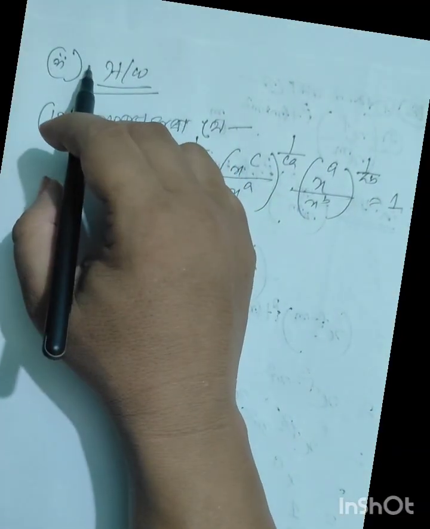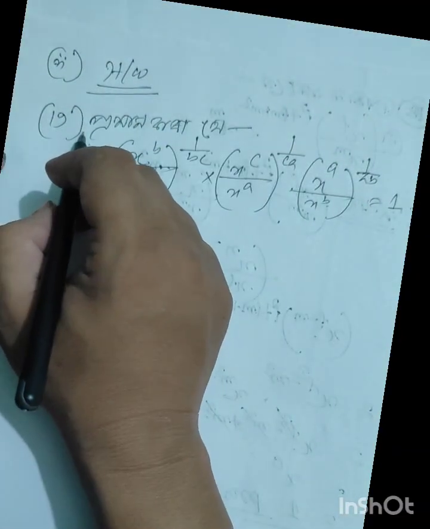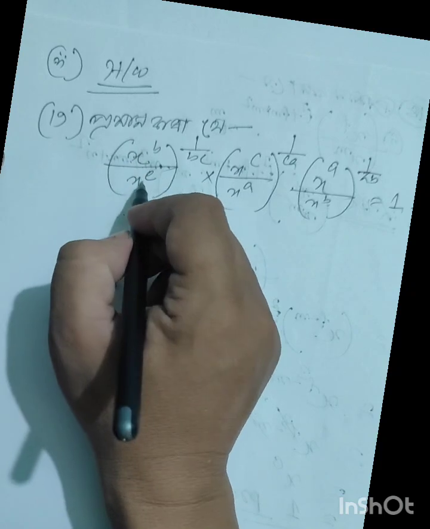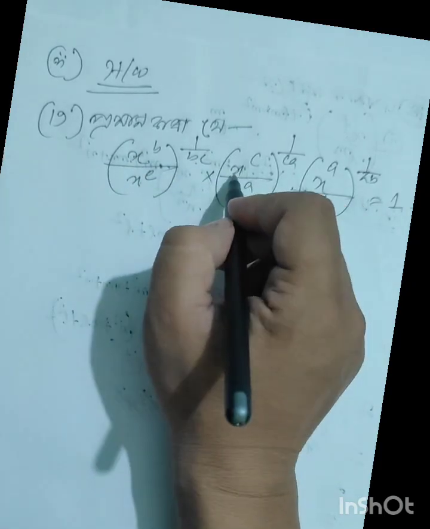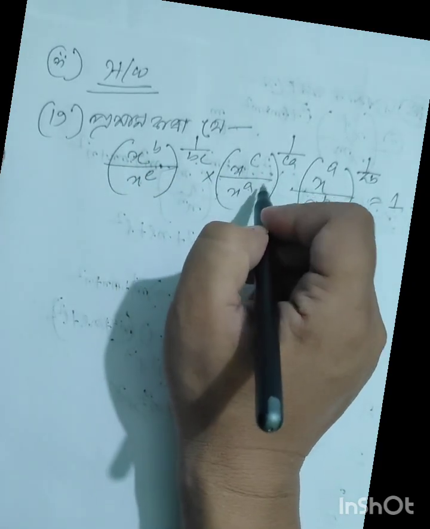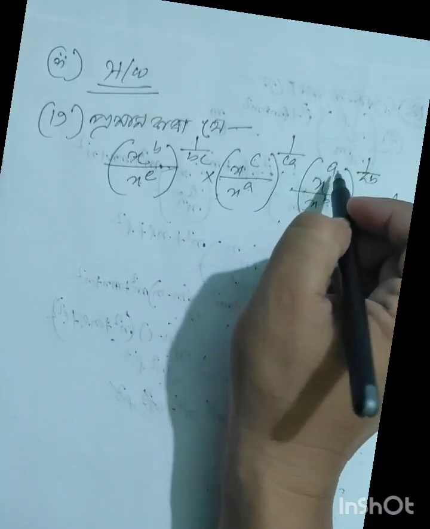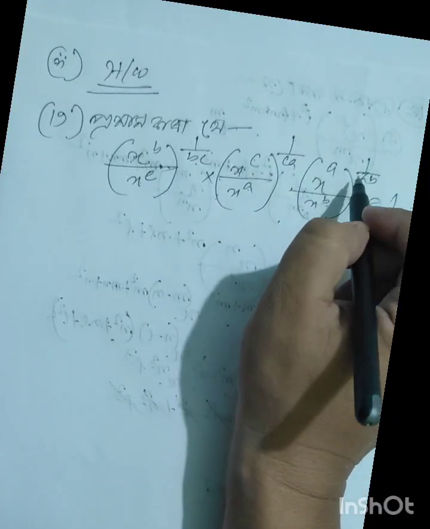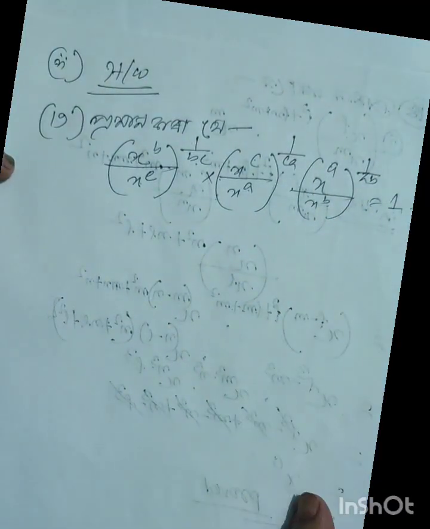এবাৰ কুৱেশ্যন নম্বৰ 2 টো নিজে কৰিবা, এইটো সেম হয়। কুৱেশ্যন নম্বৰ 9 টো চাবা, প্ৰমাণ কৰা যে (x to the power b by x to the power c) whole to the power 1 by bc into (x to the power c by x to the power a) whole to the power 1 by ca into (x to the power a by x to the power b) whole to the power 1 by ab equal to 1.